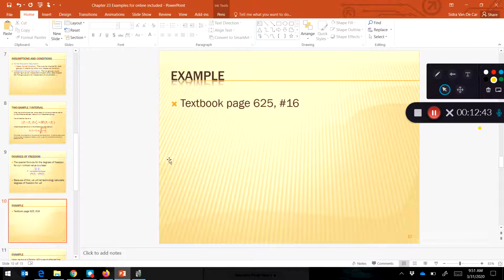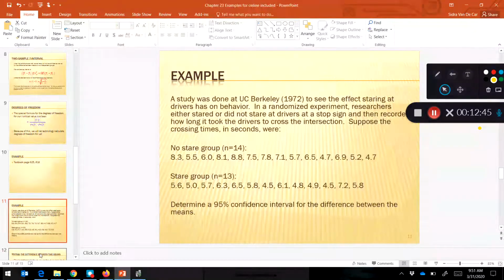Let's look at one more example, and then we'll do hypothesis tests in the next video. A study was done at UC Berkeley to see the effect that staring at drivers has on their behavior. In a randomized experiment, researchers either stared or did not stare at drivers at a stop sign, and then recorded how long it took the drivers to cross the intersection. Suppose the crossing times in seconds were, here's our first group, here's our second group. We want a 95% confidence interval.